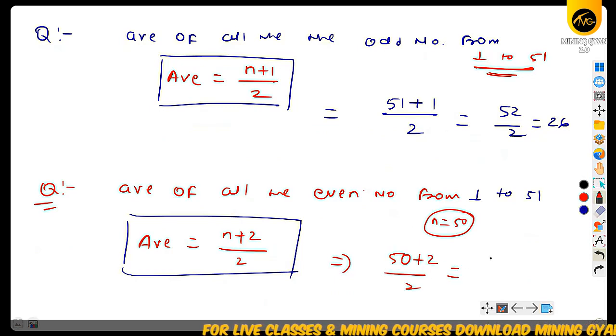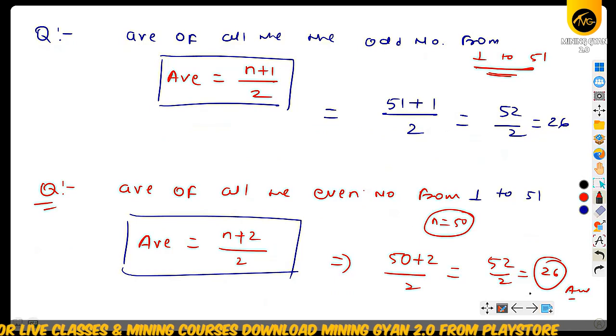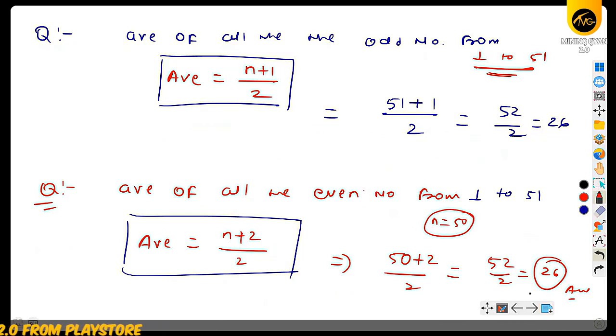Now what will be the answer? 52 divided by 2 means 26. Is it clear? 51 is not an even number. 51 is an odd number. So, average of all even numbers. The question is all even numbers. That means we have to use the last even number between 1 to 51. So 50 is the last even number.